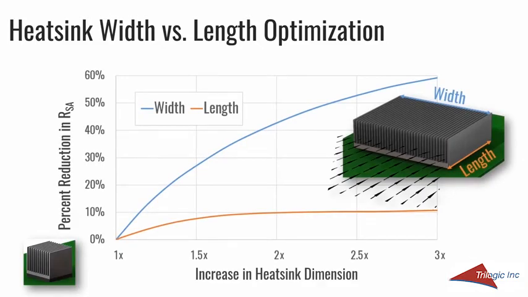So I took the data from the response surface optimization and created these two plots. On the horizontal axis here, we have the increase in heatsink dimension. So the x, 1.5 times the initial length or width, 2 times, 2.5 times, and so on. This orange line is the heatsink length. So you see, certainly before I get to 2x, there's no additional benefit to increasing the length, and the total benefit doesn't increase beyond 10%.